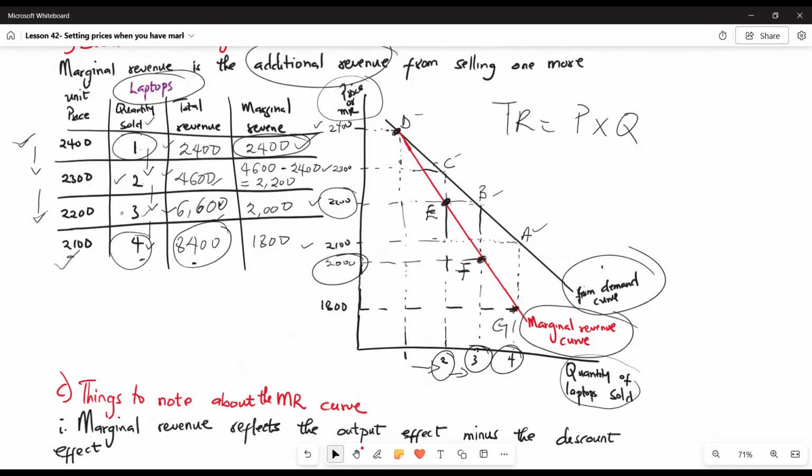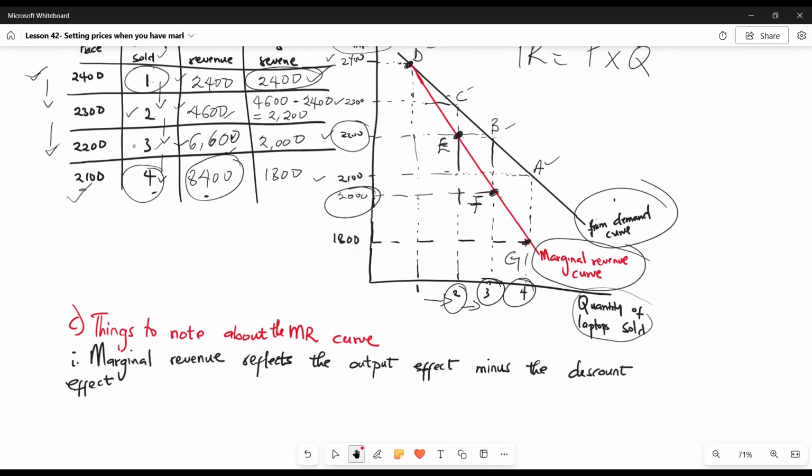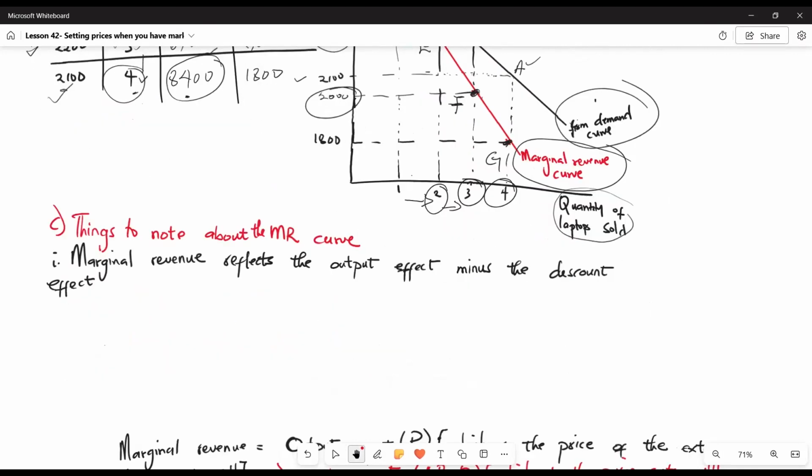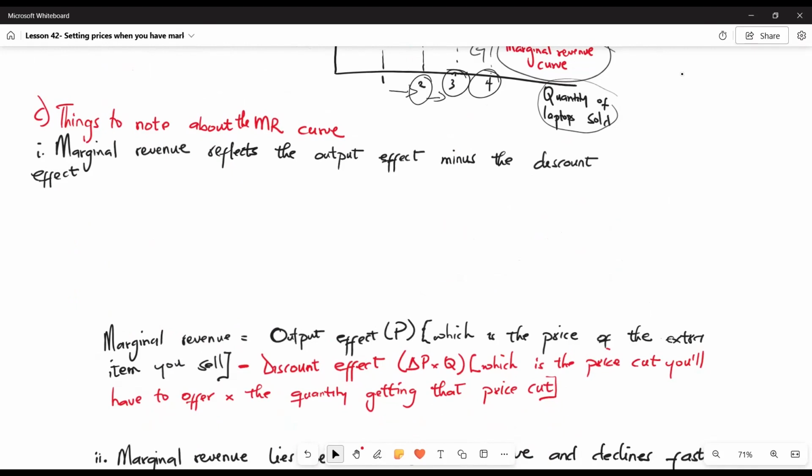Now, let's look at some things that characterize this marginal revenue curve. So the first thing to note is that every marginal revenue curve reflects two things: the output effect and the discount effect. Now, let's bear this in mind as we do our analysis. Remember that total revenue is price times quantity. And we mentioned that firms usually trade off between higher prices and higher quantities.